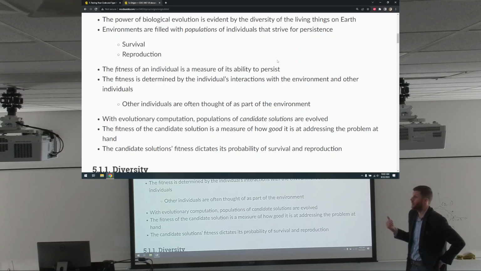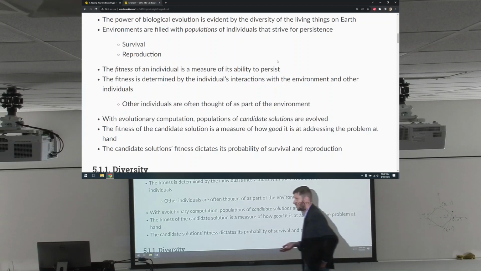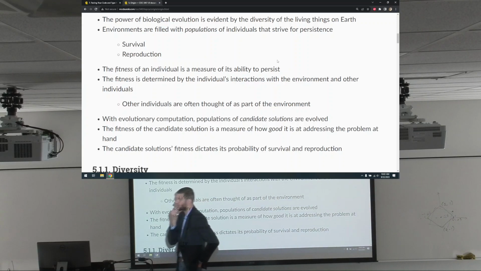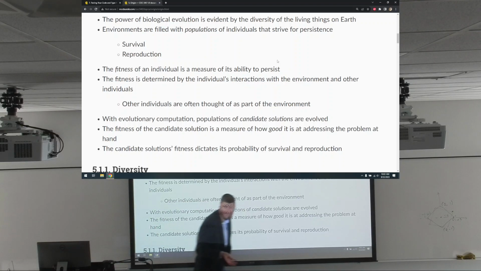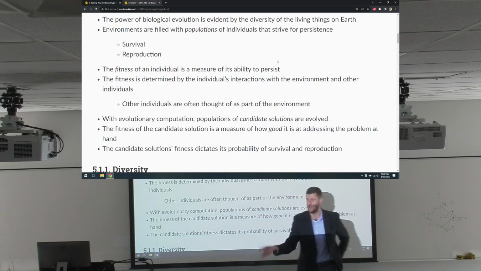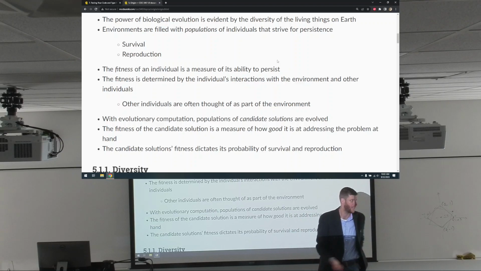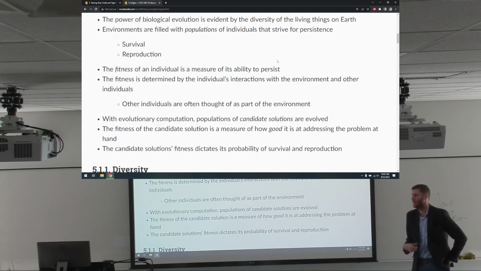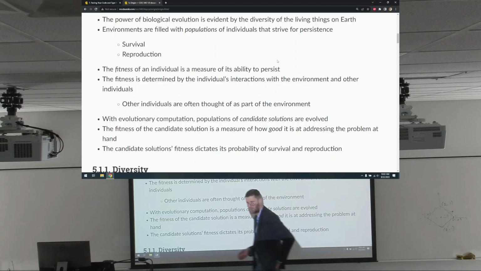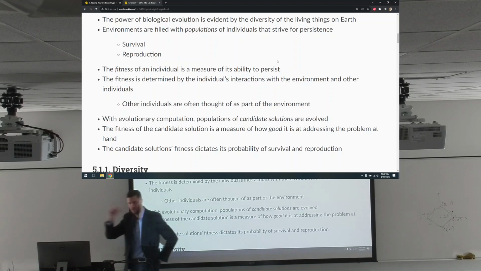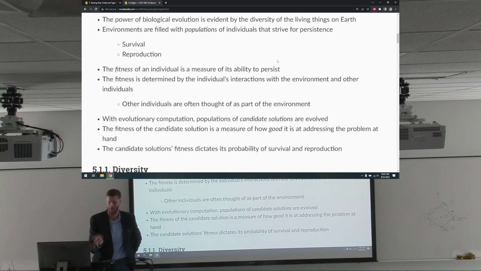With evolutionary computation, populations of candidate solutions are evolved. The fitness of the candidate solution is a measure of how good it is at addressing the problem at hand. The problem, or the search space, is the environment that the population is in. So now I'm just drawing the comparisons. And the candidate solution's fitness dictates its probability of survival or reproduction, right? Because fitness is what selection uses for determining who to pick.